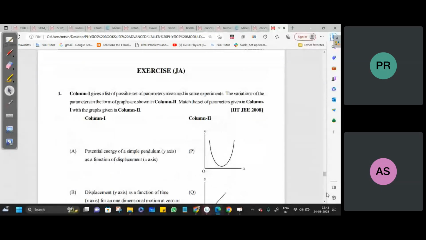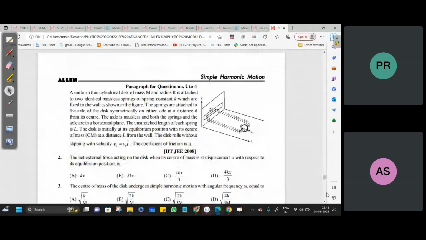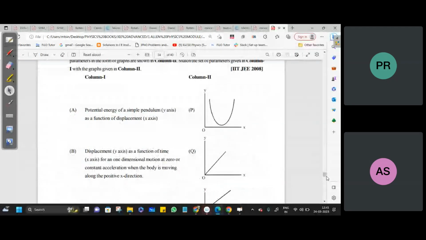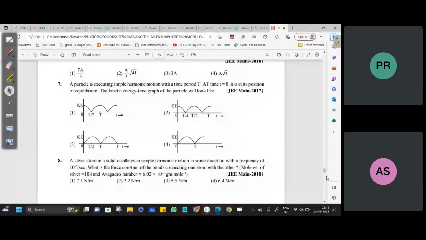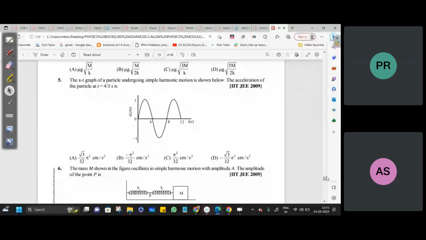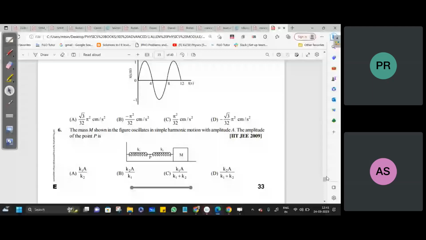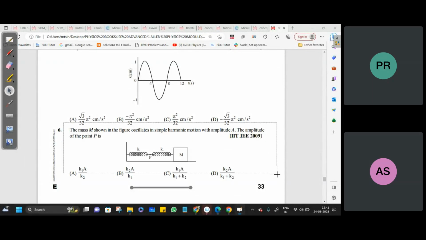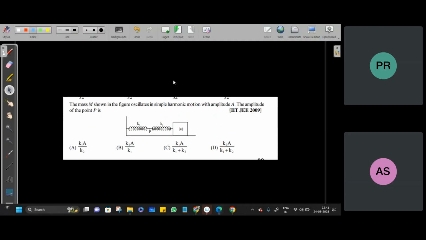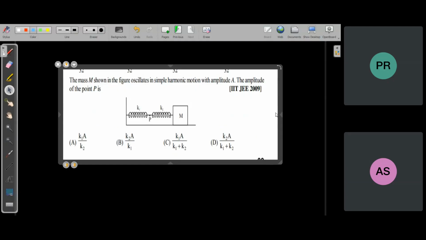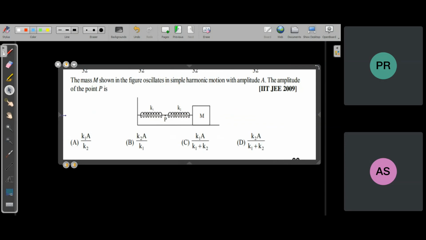So let's try a few JEE questions now. Yeah, this is a very interesting question. This one, try this. IIT JEE 2009.